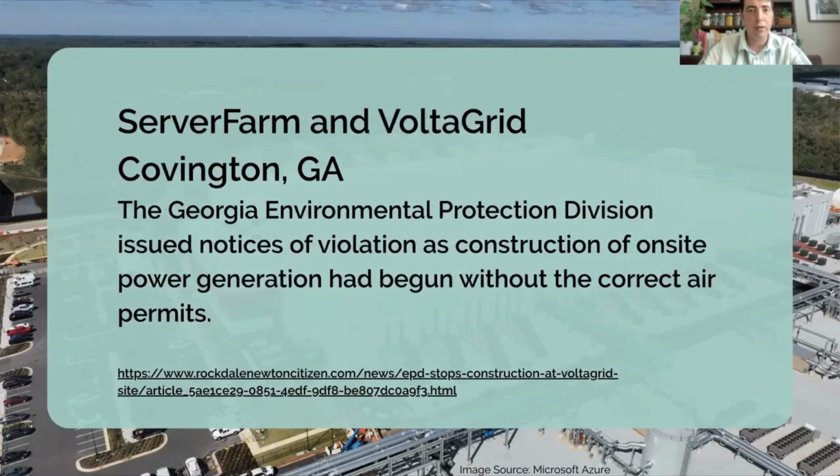Another one in Georgia, in Covington, Serverfarm and VoltaGrid, they were recently fined by the Georgia Environmental Protection Division, which issued notices of violation as construction of on-site power generation had begun without the correct air permits. So again, this is all happening during construction. Our construction concerns are what the impact of Serverfarm and VoltaGrid will be in the long term, but in the short term, what are those construction impacts as well?